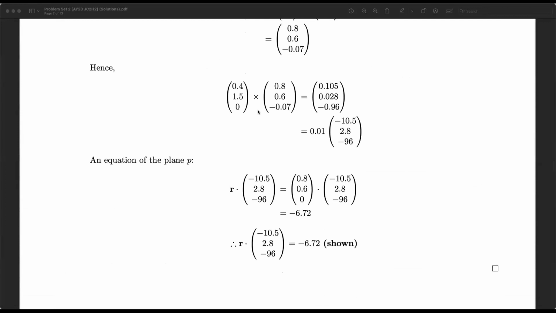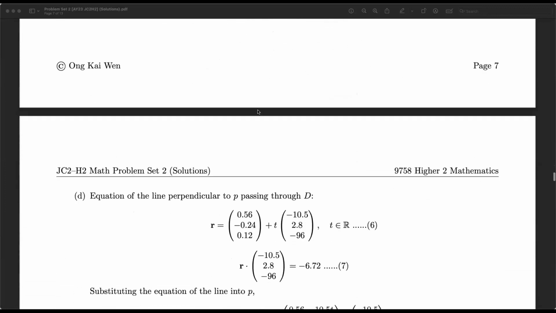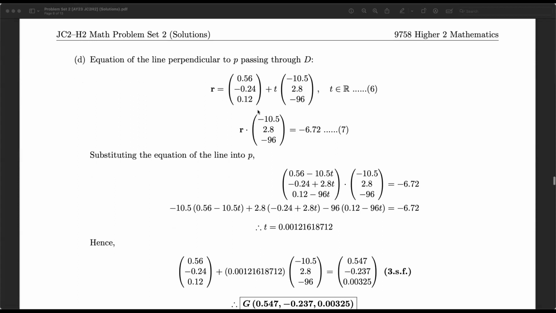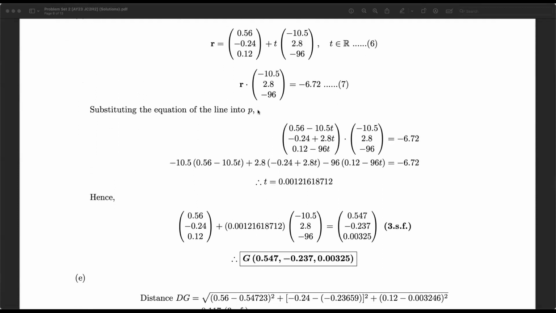So far, okay? It is also known that the jammer gun is at the foot of the perpendicular from the errant drone to the plane P. Find the coordinates of the jammer gun. Okay, this one is a bit tricky, so just go slowly. The equation of the line perpendicular to P passing through D is the following. Then we can sub the line into the plane to get the value of t, which is that disgusting thing down there. And then you sub it in, get your coordinates.